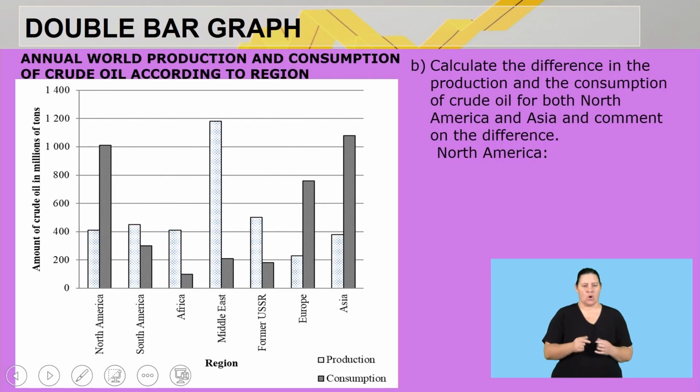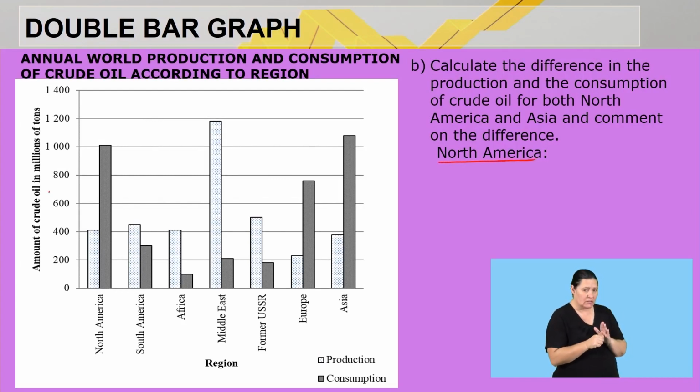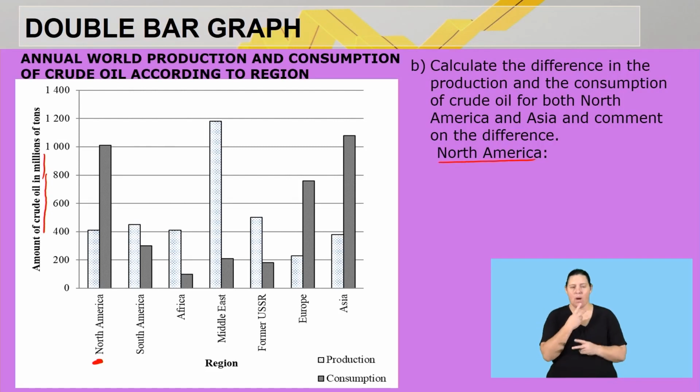Okay, moving now to question B. It says calculate the difference in the production and consumption of crude oil for both North America and Asia and comment on the difference. I'll start with North America first. And remember, very important, that here we indicate the amount of crude oil in millions of tons. So looking at North America, it's here. We're saying calculate the difference in the production and consumption of crude oil.